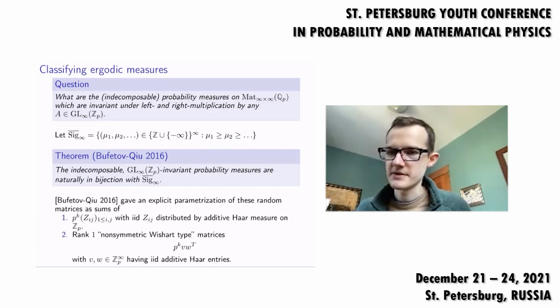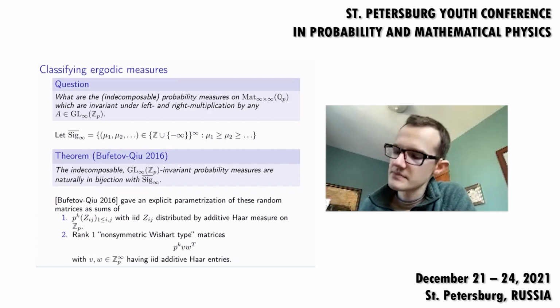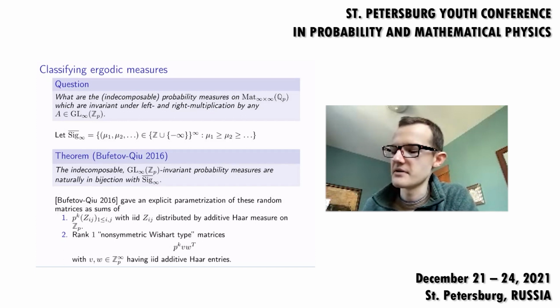And so this might give a hint that these results are related. Let me just also mention that in their paper, they actually gave an explicit parameterization of what the measure is corresponding to a given element of Sig infinity bar. And these random matrices are sums of matrices with IID entries distributed by the additive Haar measure on ZP, and these rank 1 non-symmetric Wishart type matrices. These are rank 1 matrices that you get by multiplying two vectors which have IID additive Haar entries on ZP.